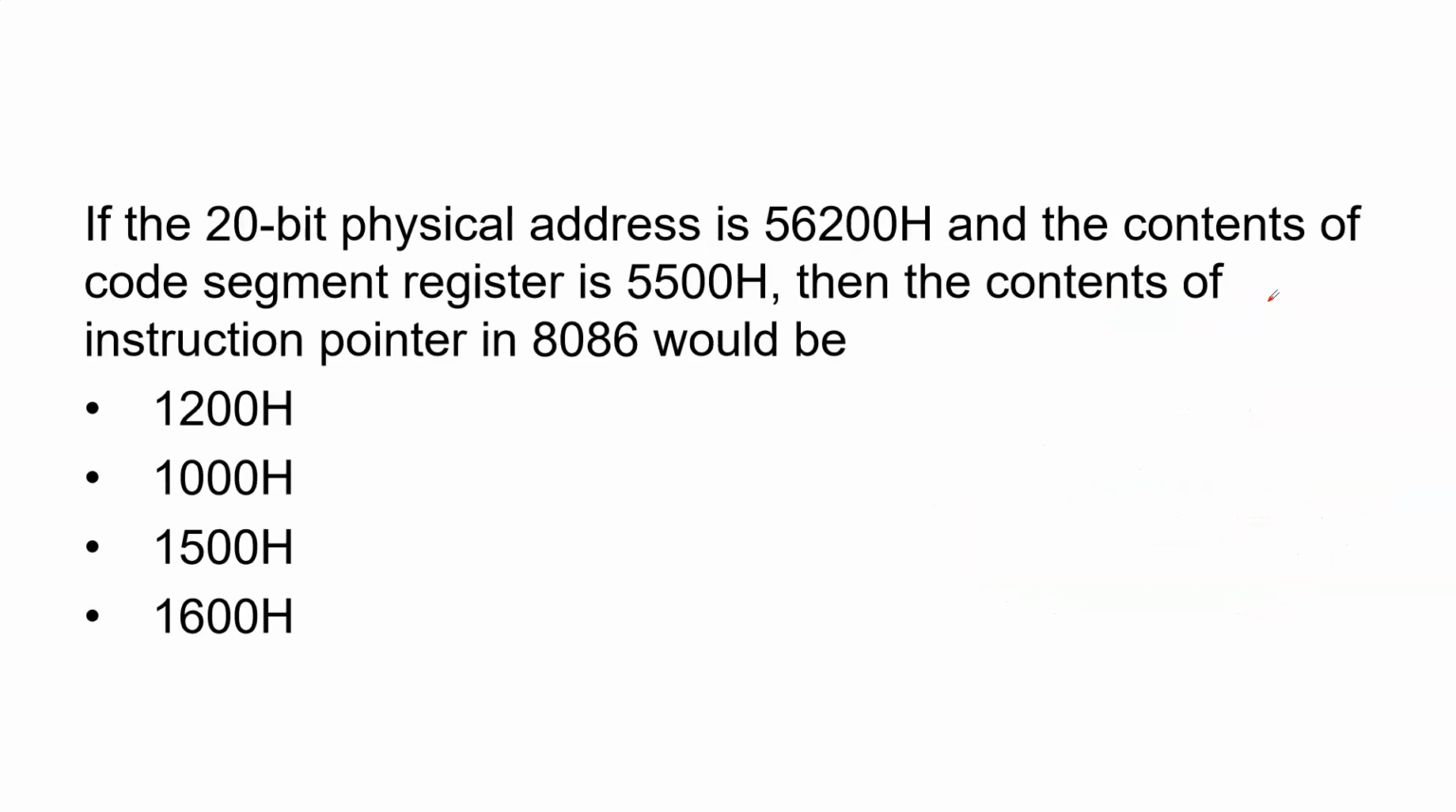Next question: if the 20-bit physical address is 56200 and the content of the code segment register is 5500, then the content of the instruction pointer in 8086 would be. We have the formula for physical address: segment register into 10 plus offset. Here the segment register is the code segment register, and the offset is given by the instruction pointer.